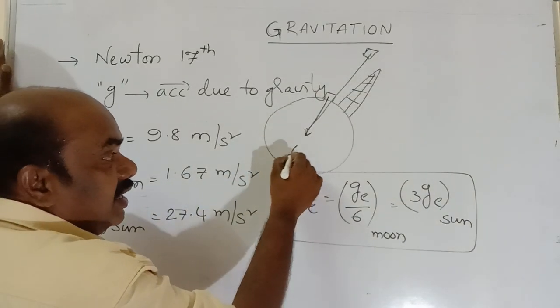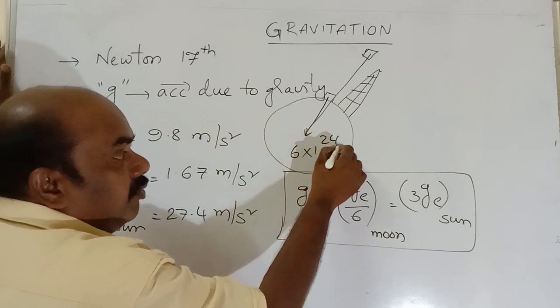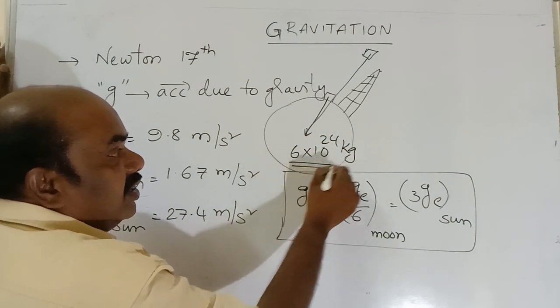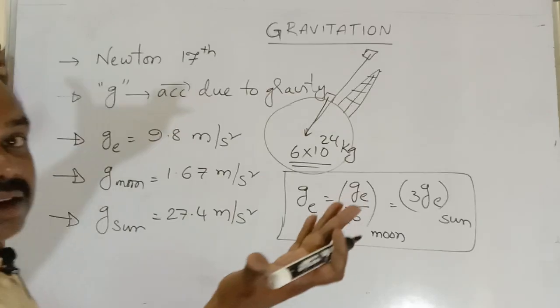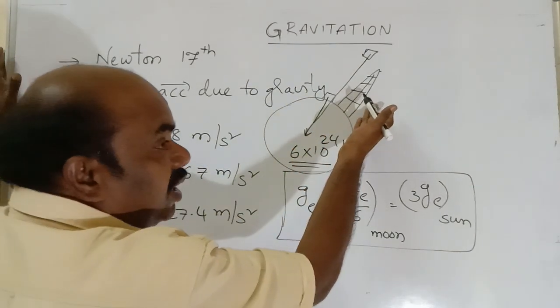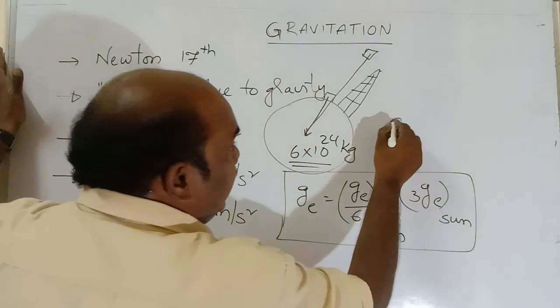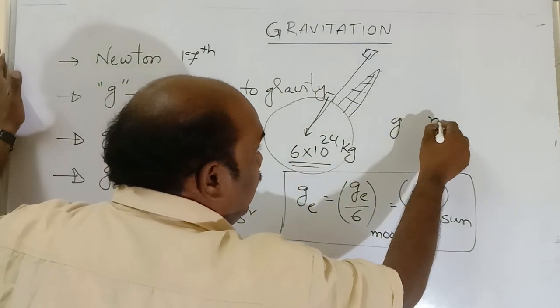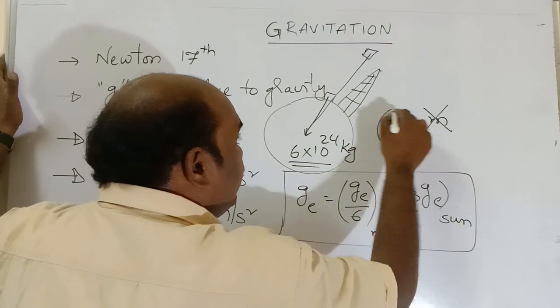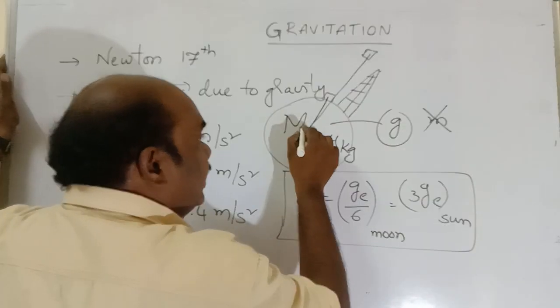That is why the Earth mass is 6 into 10 power 24 kilogram. Comparatively, this mass, 6 with 24 zeros beside it. Compared with the planet, the building mass is negligible. That is why gravity does not depend on the mass of the object. It depends only on the mass of the planet.